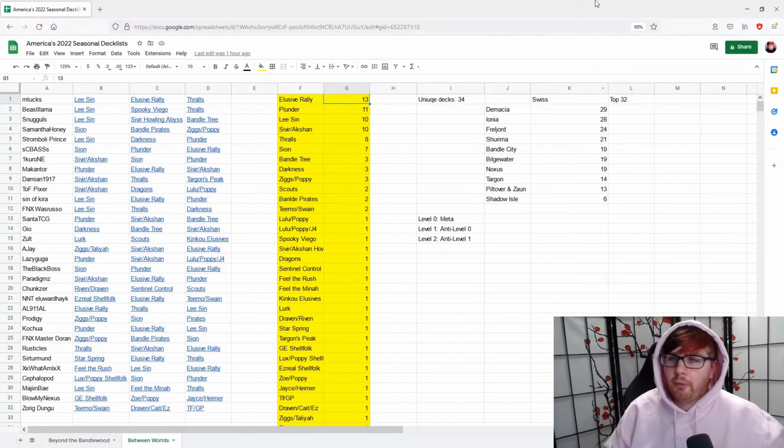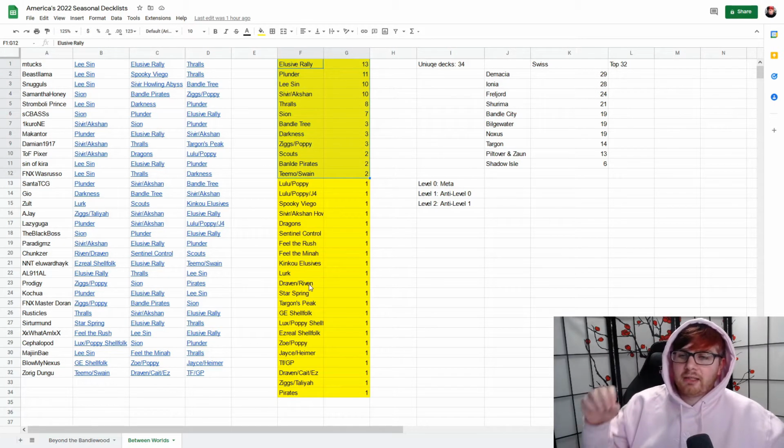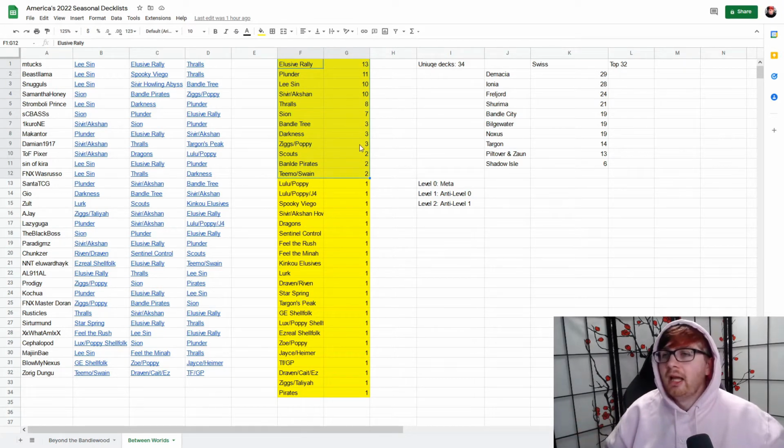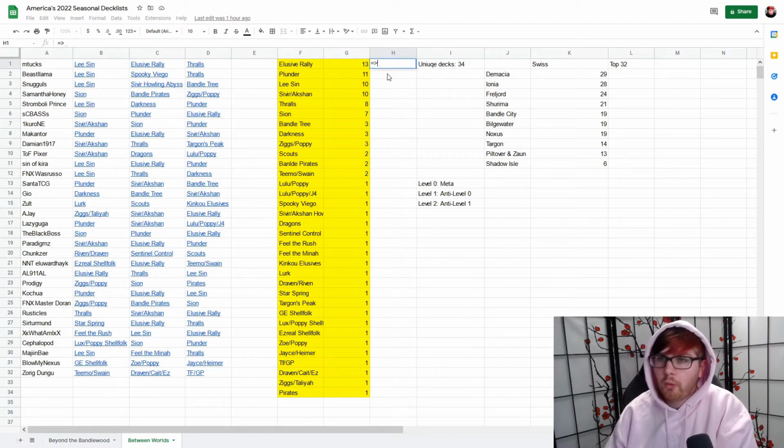So ignoring all the one-ofs, we're actually only left with 12 decks. And all I can really do is tell you whether I think these are going to go up or down, because I can't tell you who's swapping off of what one-ofs and if new one-ofs are getting put in. But Elusive Rally, I expect to either stay the same or go up.